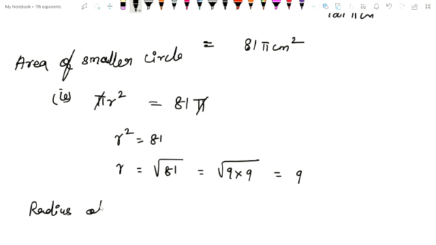Radius of the smaller circle equal to 9 centimeter. Is it clear, children?